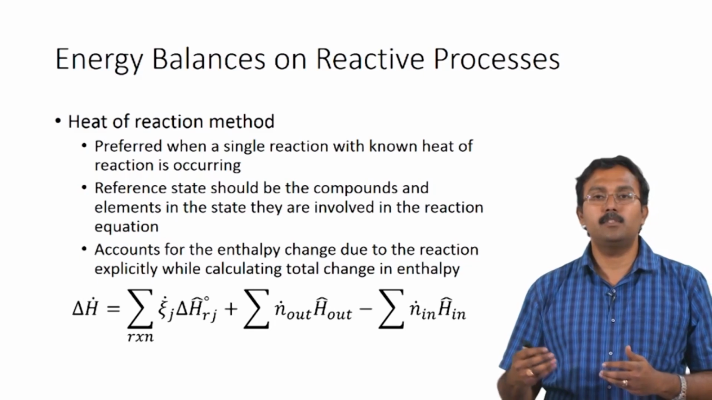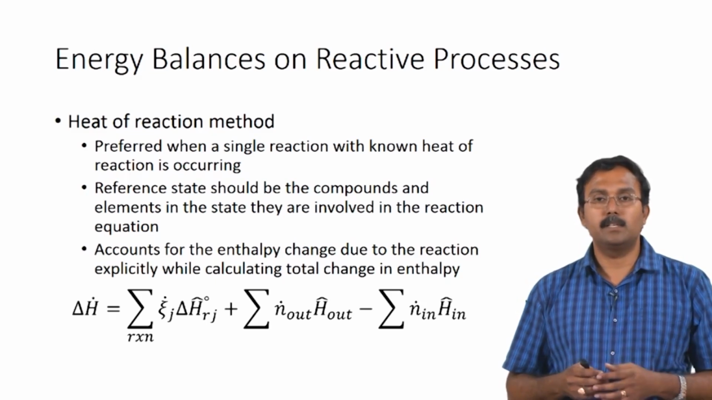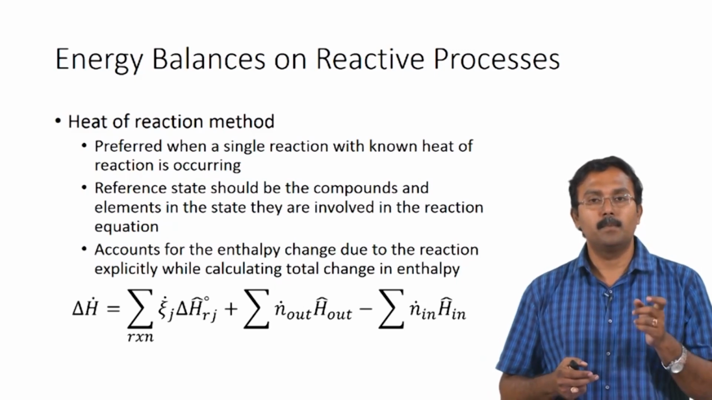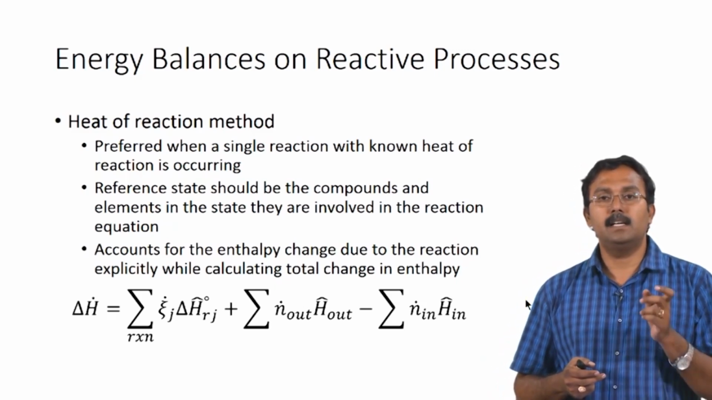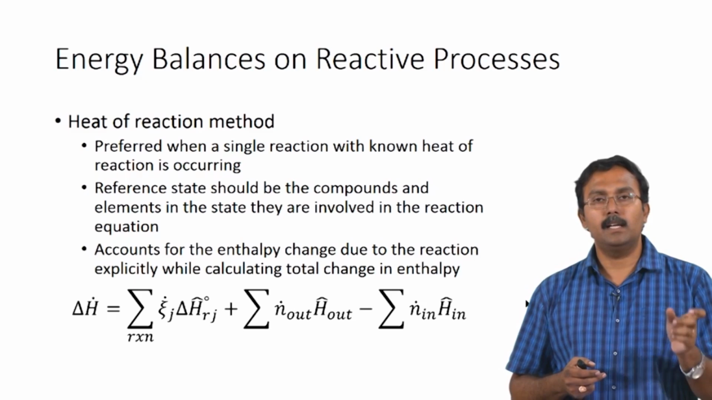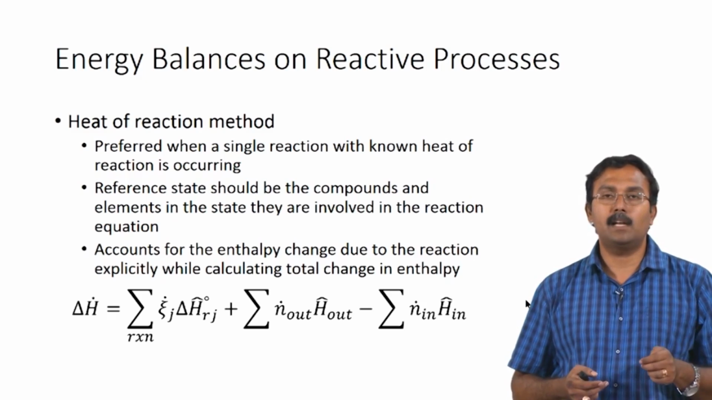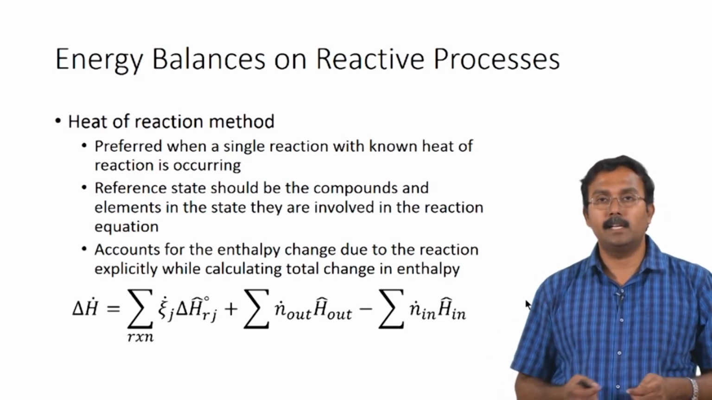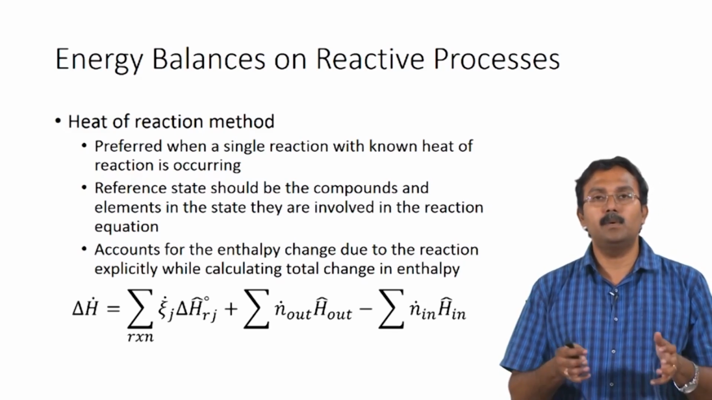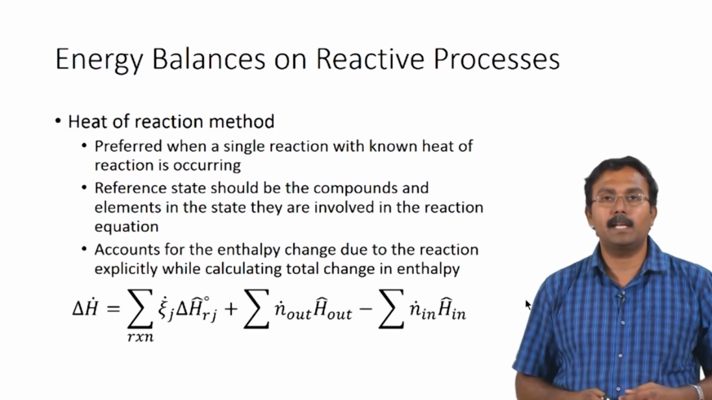This accounts for enthalpy change due to reaction explicitly when we calculate the total enthalpy change using this equation. So, you have a third term which we usually do not have for non-reactive systems, which is the sum of xi_i times delta H_R,i. This is basically the effect of reactions. If you have multiple reactions, there could be multiple extents of reaction which can be calculated and multiplied with the heats of reaction for the individual reactions, and the summation of all that accounts for the change in enthalpy associated with the reactions happening in the process. So, this is taken care of explicitly while we perform the calculations.